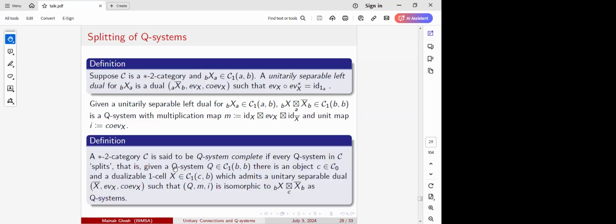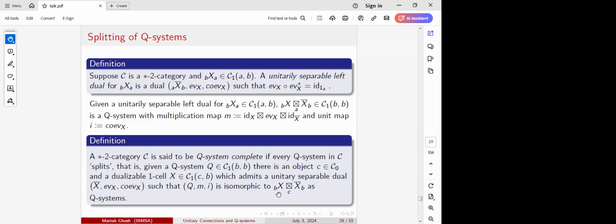Now, a C-star 2-category C is said to be Q system complete if every Q system in C splits. That means, given a Q system Q from B to B, one can find an object, or a 0-cell C, and a dualizable 1-cell X from C to B having a unitarily separable dual X bar such that Q is isomorphic to X tensor X bar as Q systems.